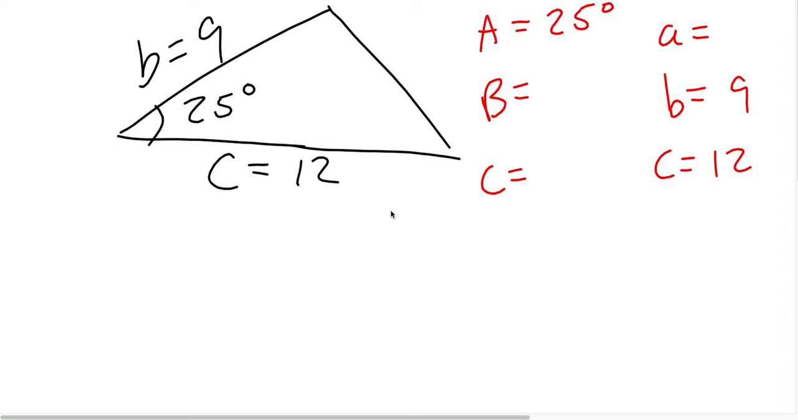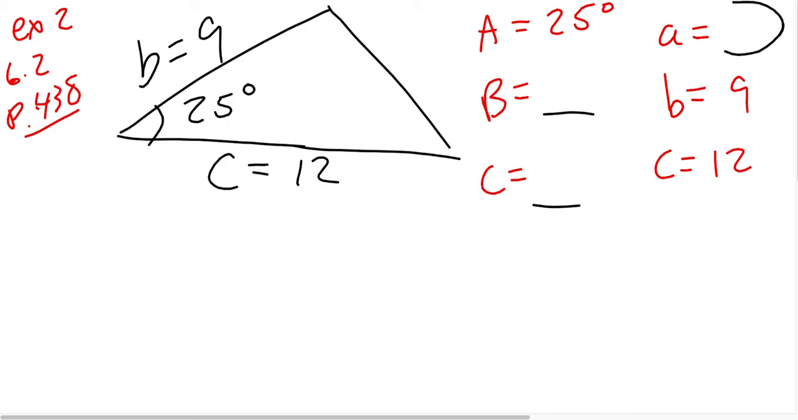All right, class, this is example 2 in 6.2. This is on page 438. All right, so we're still supposed to solve this triangle. We're supposed to find angle B, angle C, and side A. All right, well, here we go.